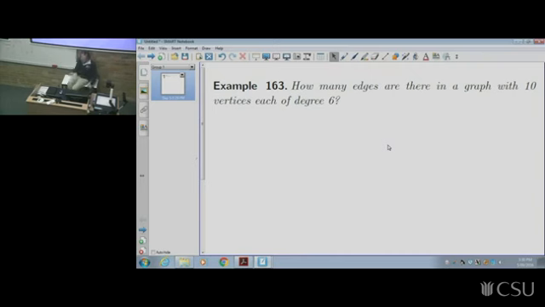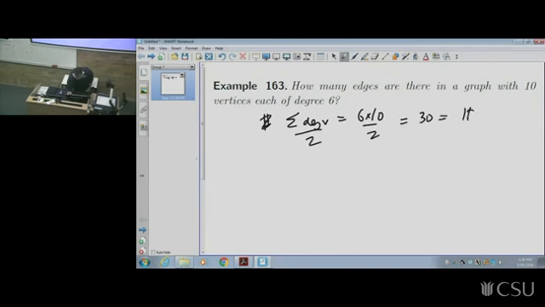So how do you work it out? The answer is 30: 6 times 10, and then divided by 2. Every vertex has a degree of 6, so 6 plus 6, etc. up to 10 numbers. So 6 times 10, or 60, is the total sum of the degrees, and dividing by 2 gives the number of edges. So the sum of the degrees, 6 times 10, divided by 2 is the number of edges.